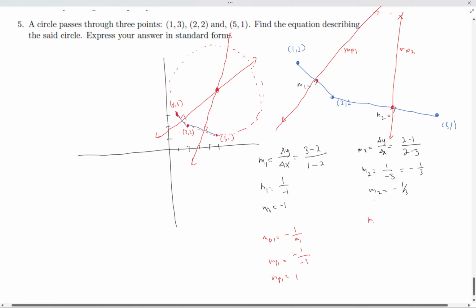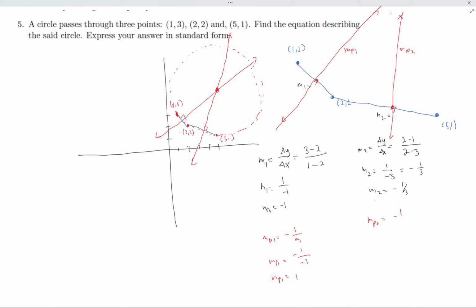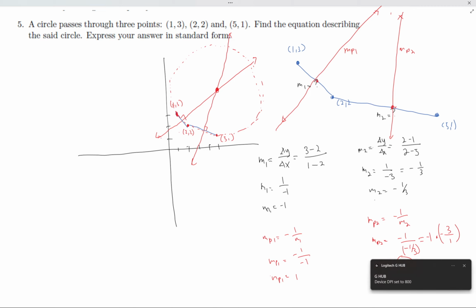Now for mp2, that is just the negative reciprocal of m2. So mp2 must be equal to negative 1 over negative 1/3. But you're dividing with a fraction, so you're just multiplying with its reciprocal. So negative 1 times negative 3 over 1, or that is positive 3. Notice it agrees with our observation that both slopes must be positive. They should be positive since, looking at the orientation, they're obviously in a positive state.